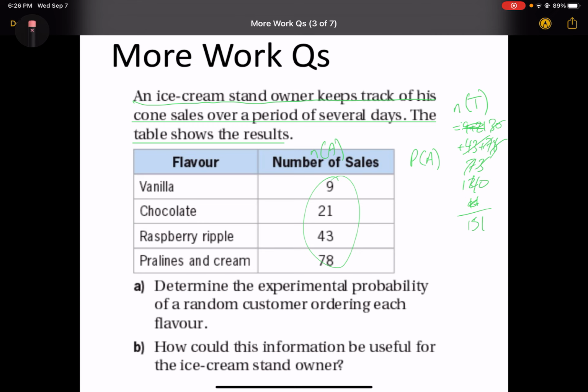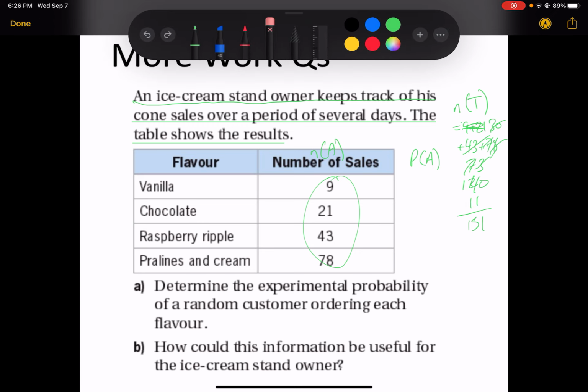But the answer is 151. If you do it in a calculator, you'll get the same thing. I just don't want to go back in the app between a calculator. So that's equal to 151. And the answer here is 9 over 151. The probability of chocolate is 21 over 151. The probability of raspberry ripple is 43 over 151. And pralines and cream is 78 over 151.